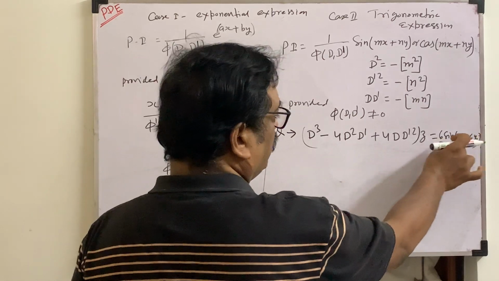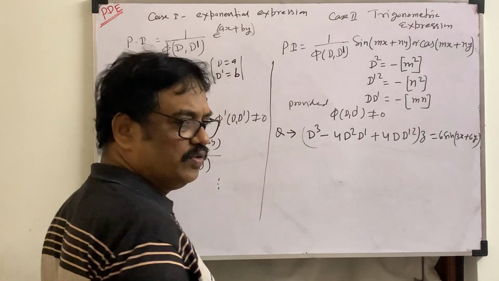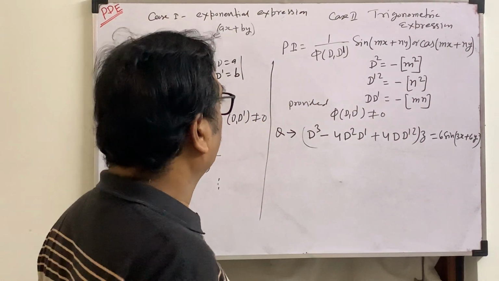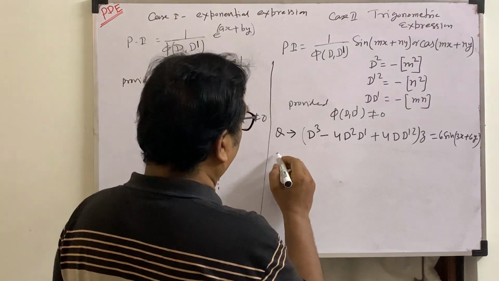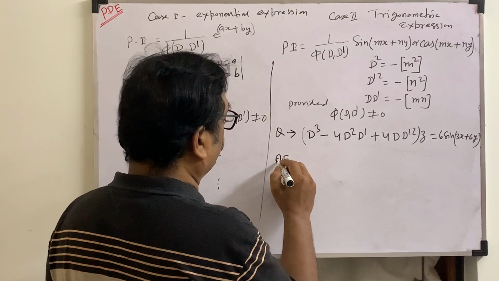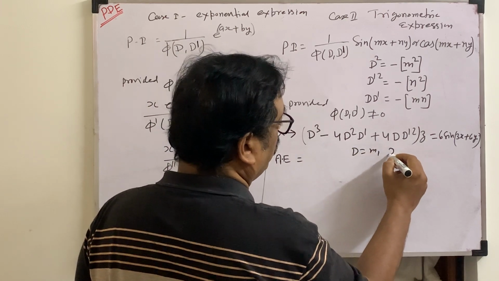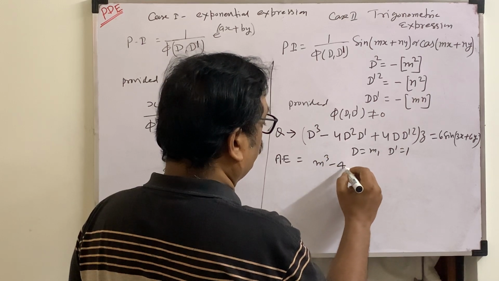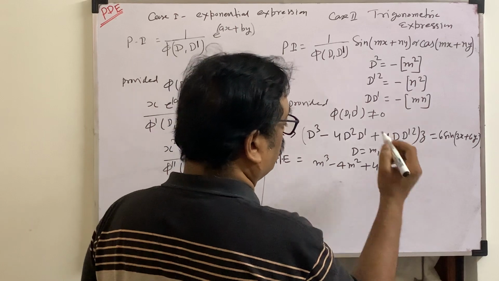If no RHS is there, only the complementary function will be found. If both are there, the complete solution is CF plus PI, complementary function plus particular integral. This is called PI, particular integral. So first we will write the auxiliary equation. What is the auxiliary equation? Substitute D equal to m, D dash equal to 1. So m cube minus 4m square plus 4m equal to 0.